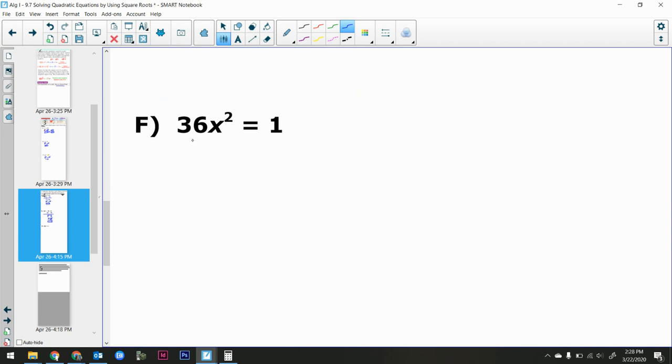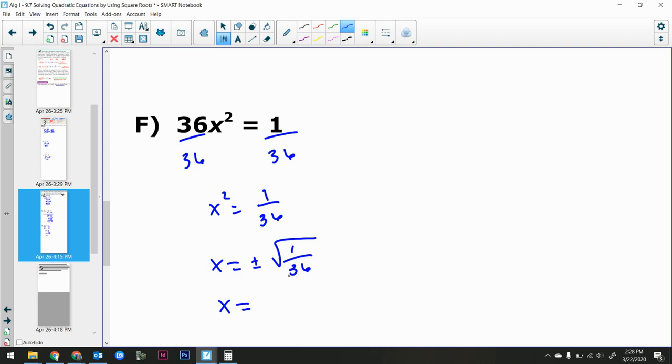Okay. Same thing here. We divide by 36 to get the x squared alone. So we get x squared is equal to 1 over 36. And then we say x is equal to plus or minus the square root of 1 over 36. Now what happens there? We take the square root of the top and then the square root of the bottom. So the square root of 1 is 1, the square root of 36 is 6. So it's plus or minus 1/6.